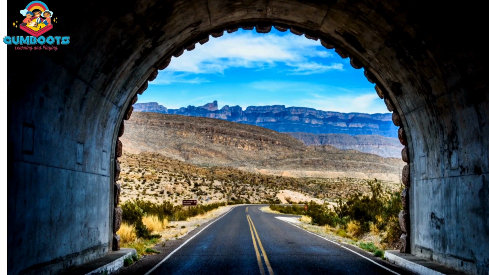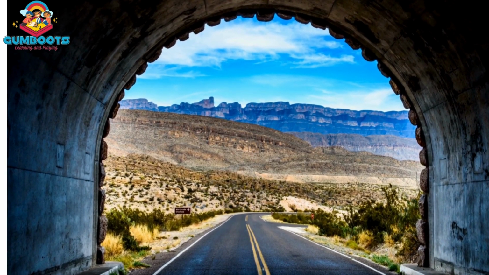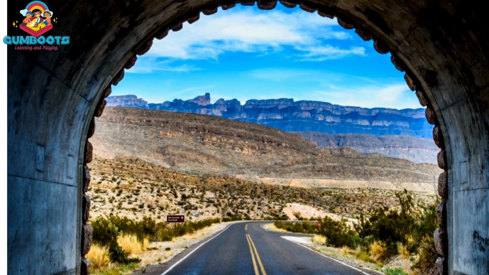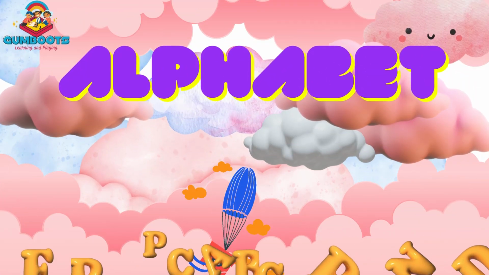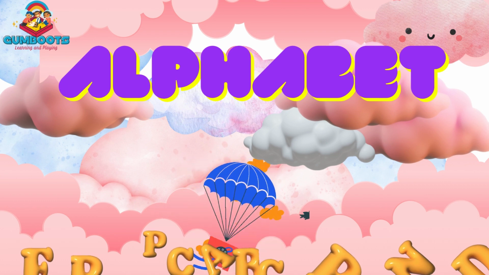Hey, look, look. There is a big tunnel. Let's go inside the tunnel. On the other side of the tunnel, we are having our alphabets. Let's go, little learners. Look, there are your alphabets. Let's see them.